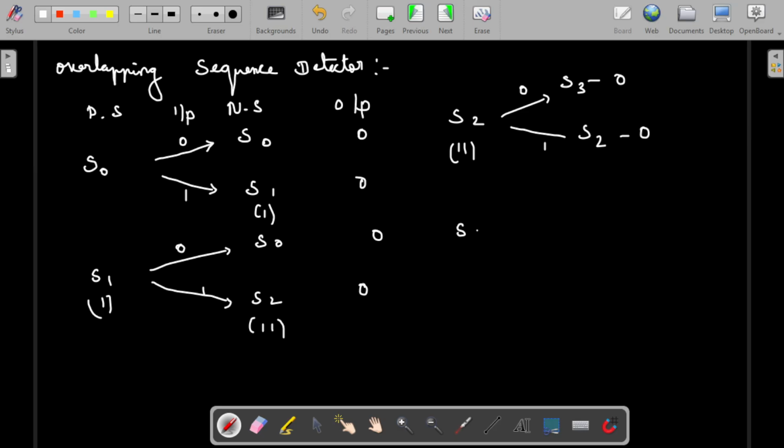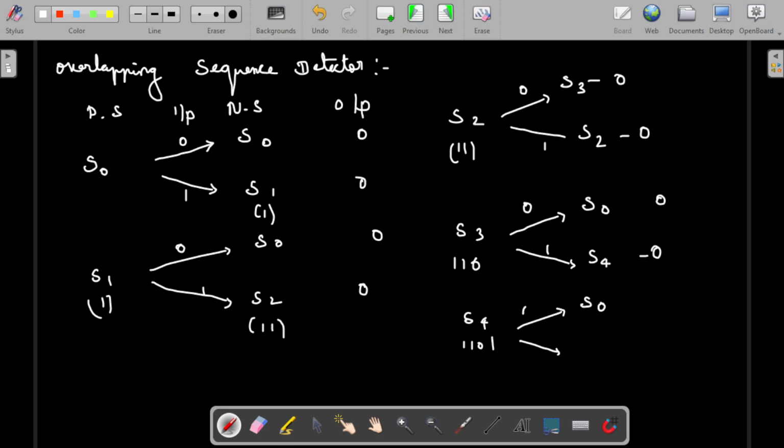So S3 is nothing but 1 1 0. When the input is 0, the sequence is broken, so it goes to S0 and the output is 0. When the input is 1, it goes to the next state, S4, and the output is 0. The S4 state is where we have 1 1 0 1. The simple thing is that it goes to S0 if the input is 0, and to S2 if the input is 1.